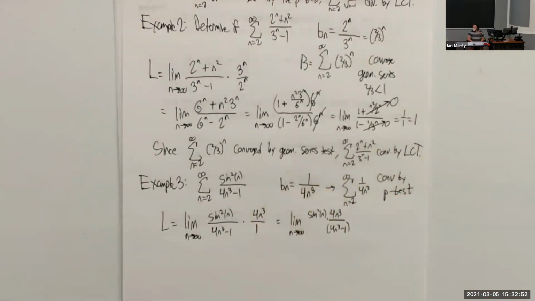Could we have just picked 1 over n cubed? That would have been totally fine as well. Well, actually, we're going to see that this choice and the choice you just suggested won't actually end up working. But yeah, if this were a normal problem, we could have picked that and that would have been fine.